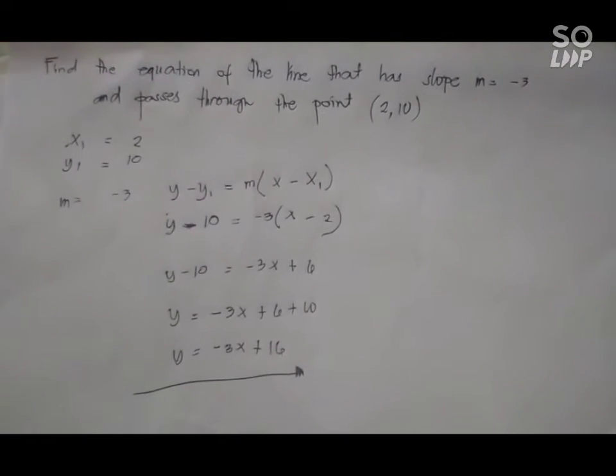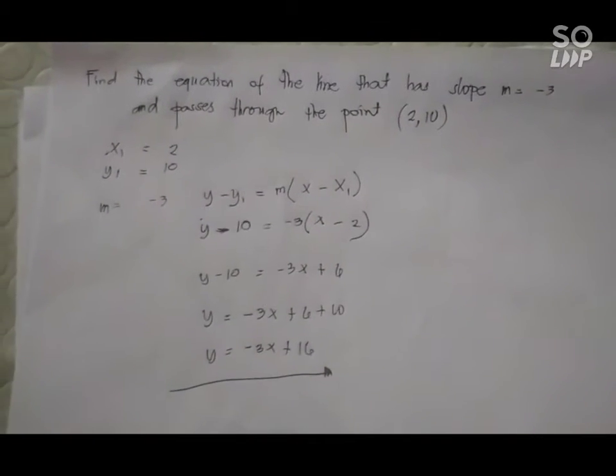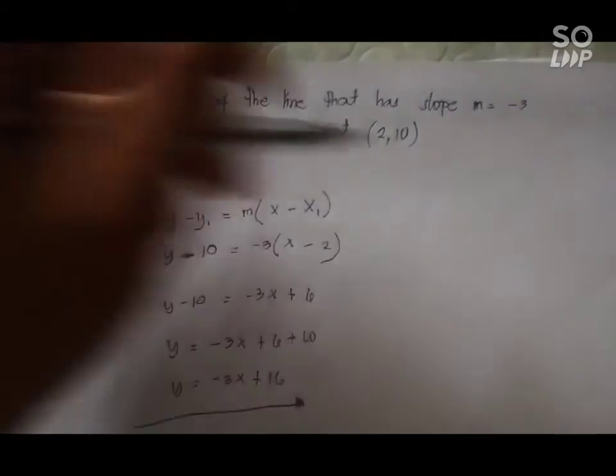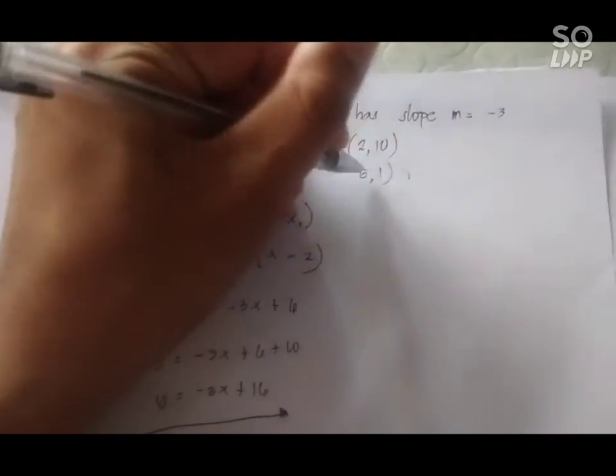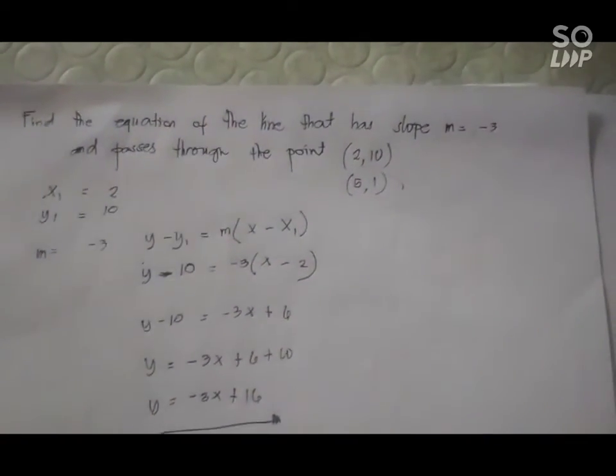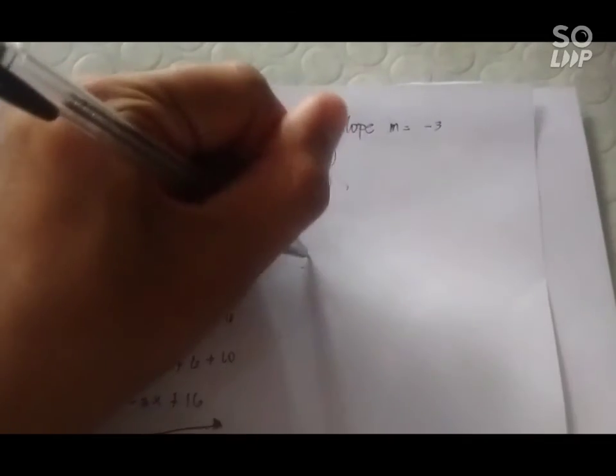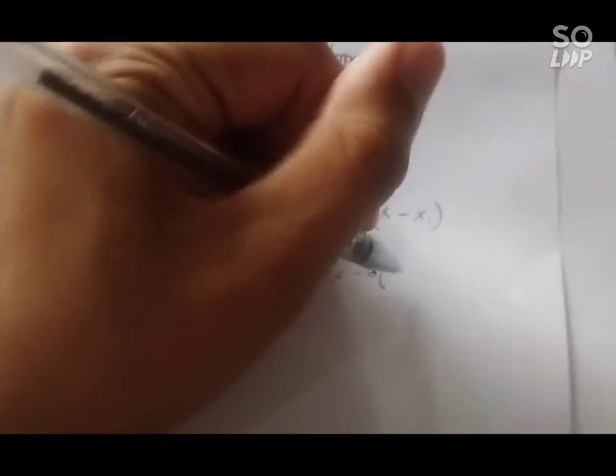What if kung atong point ilahi, kung 5 and 1? So ato ilahi. Okay. Muna gihapon same formula. So y minus y1 equals m times x minus x1. So y minus 1 equals negative 3 times x minus 5.